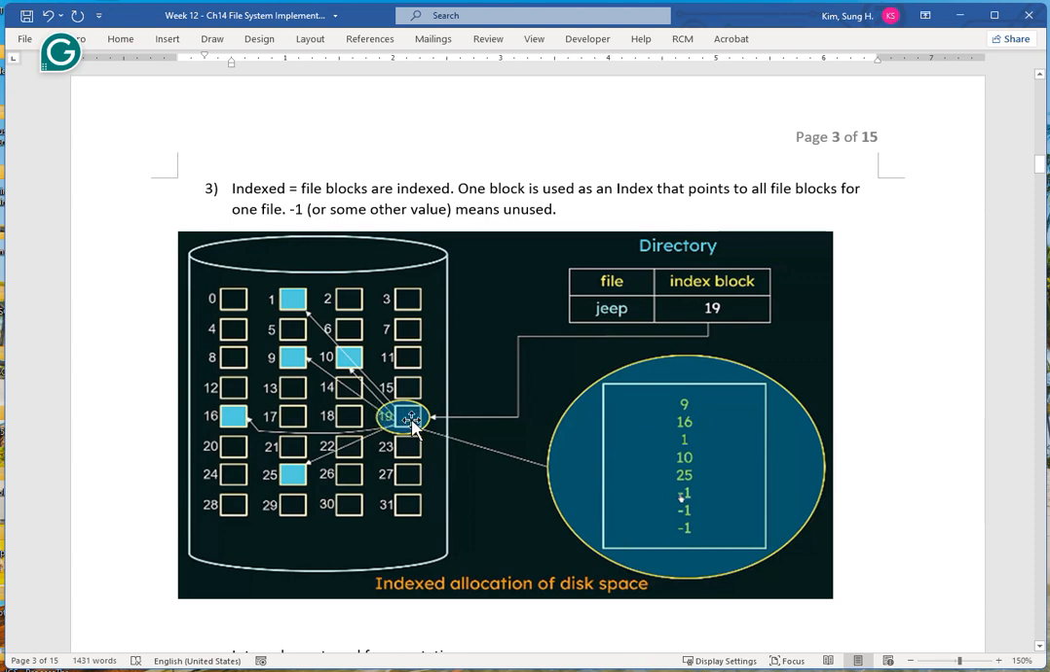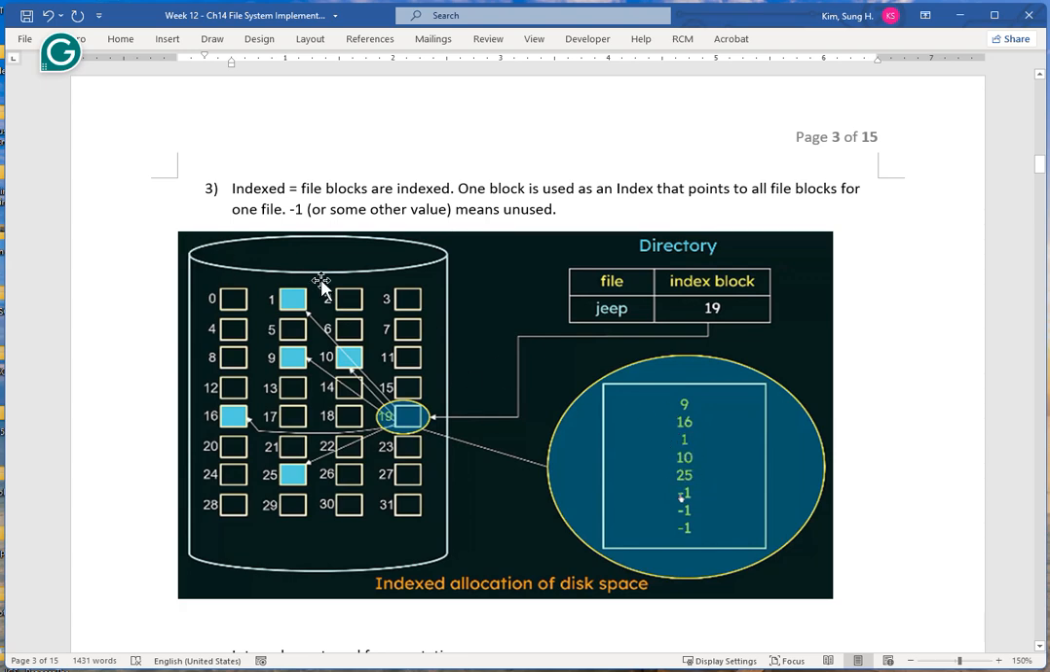So if you want to read this file, then you come to this directory and go to this index file, and then it says 9. So you go to the 9 here and read it, and then look at the next number and go to the 16 and read it and stuff like that. And then when you get to 25, and after you come back, the next number is a negative number. And as I mentioned before, there is no negative block number in here, so it knows that it is the end and it just stops, right? So that's how it works.